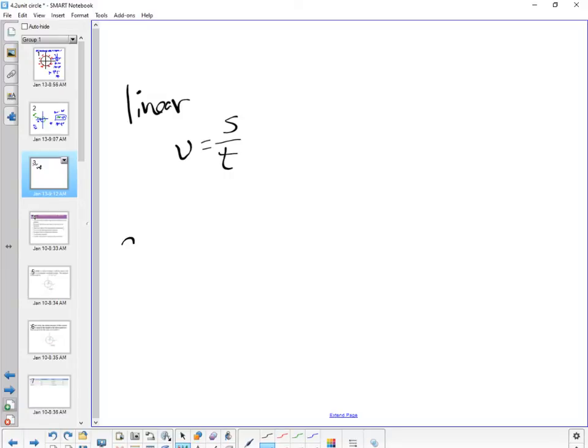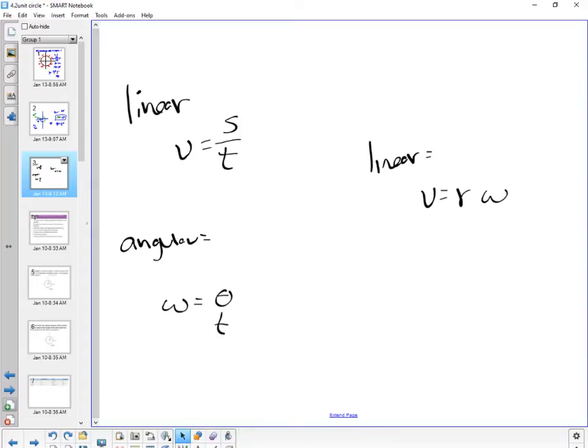And then you got an angular one, and that was a W, I think it's a Greek letter, W, and it was theta over T. And then you got another linear one, didn't you? Linear from center, it's V equals RW. And what I wanted to tell you guys was that they might be a little bit different from each other, but they're the same formula.